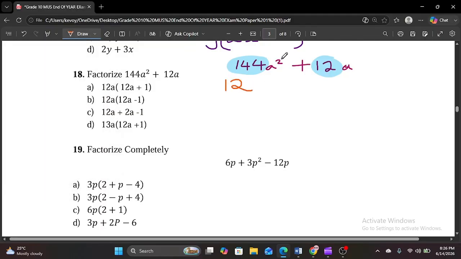Let's look at the letters. So I see an a right here and I see an a squared. So that means I can take an a from both sides. So the highest common factor is going to be a. So if I divide 144 by 12, that's going to be 12. And if I take a from a squared, I'm left with 1a still. Plus 12 divided by 12, I'm gonna be left with 1. And if I take away a right here, there will be nothing left. So this is gonna be my answer, where I have 12a outside, 12a inside, plus 1. So A is gonna be my answer right there.